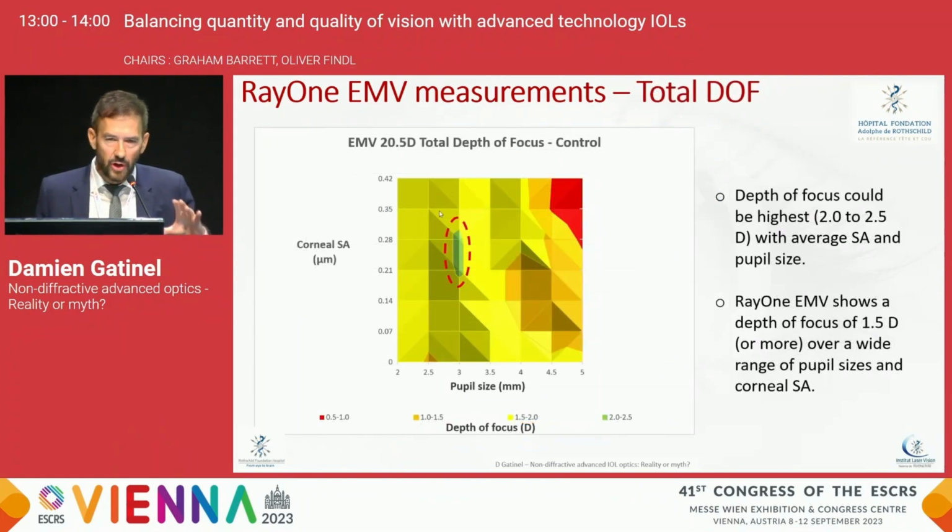And what you see here is that for average pupil diameter, which is 3 millimeters for most phakic patients, and average spherical aberration, which is usually between 0.2 and 0.3 microns positive, the lens has the highest depth of focus. You can see the scale here, almost 2 diopters, 2.5, and outside of this zone, it still performs well, providing 1.5, 2 sometimes, or around those values of depth of focus. That makes this lens quite robust also to pupil dynamics when it comes to increasing the depth of focus.